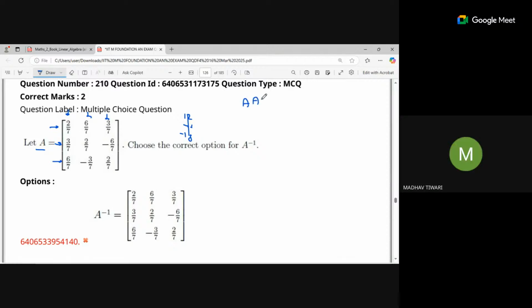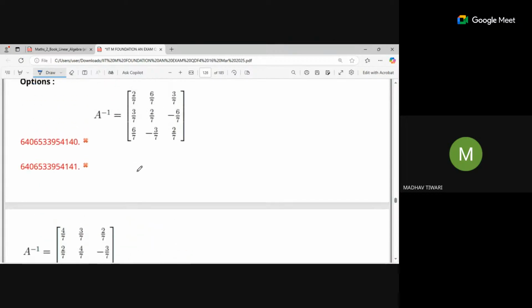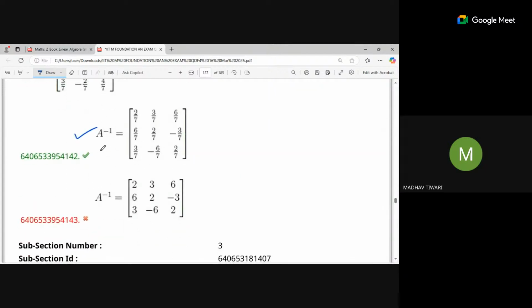Yeah. So A transpose times A will be equal to identity, or in an easy way, A transpose will be equal to A inverse. So you don't have to calculate A inverse by finding the adjoint and then dividing by the determinant of A. You can directly compute A transpose. In this one you can see only this option matches the A transpose: 2, 3, 6 here, 2, 6, 3 here, 6, 2, 3 here, and 2, 3, 6 here, and 2/7 will remain the same, and here it will be minus 3/7 and minus 6/7. So this option is correct.